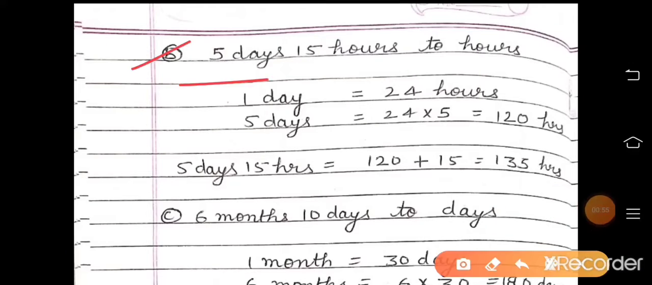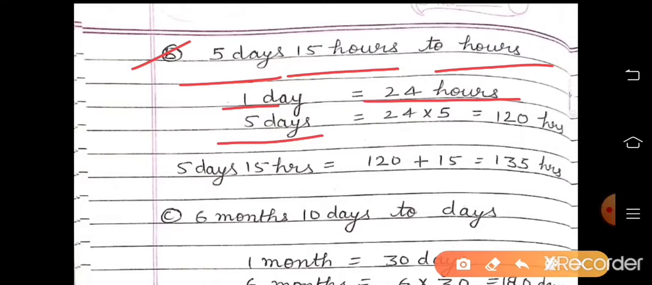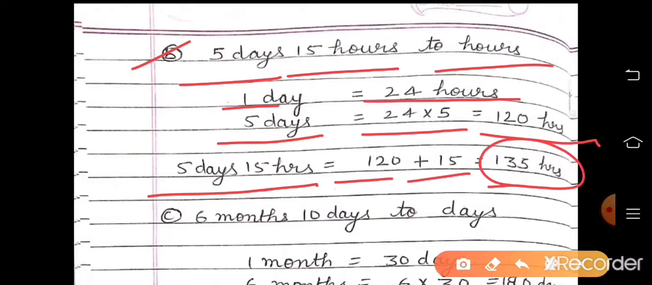Now B part, 5 days 15 hours equal to how many hours. Okay, so 1 day equal to 24 hours, 5 days equal to 24 multiply 5, 120 hours. So 5 days 15 hours equal to 120 plus 15, 135 hours.